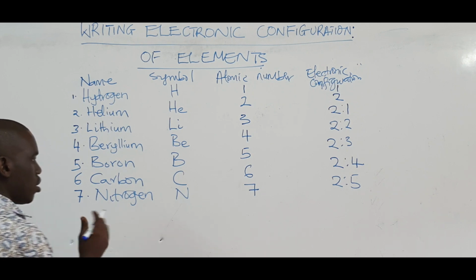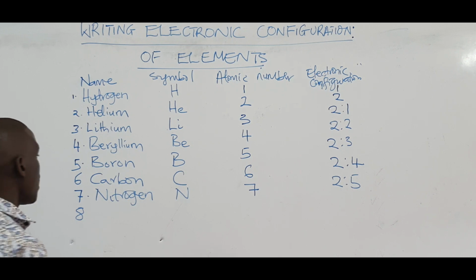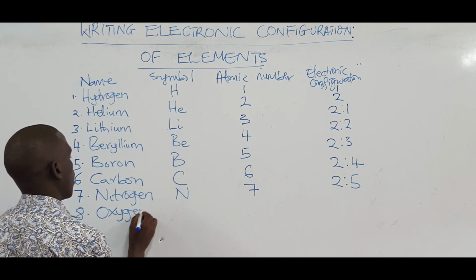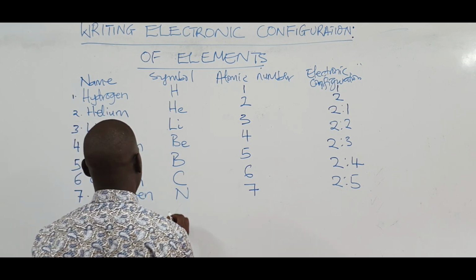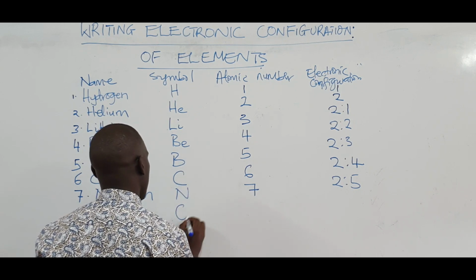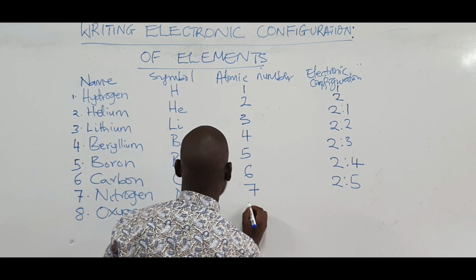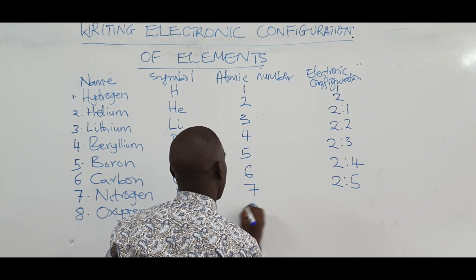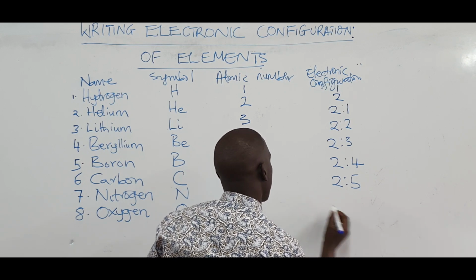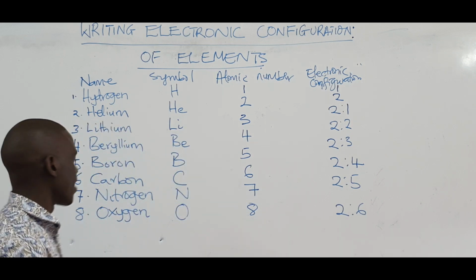Let us go to the eighth element. The eighth element is oxygen. The symbol is capital O. Atomic number is 8. And then we have electronic configuration 2, 6.